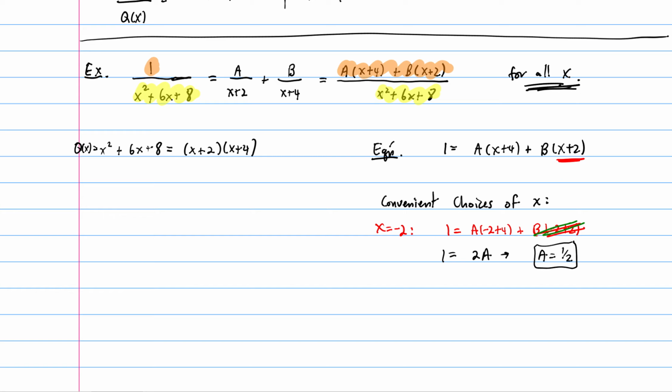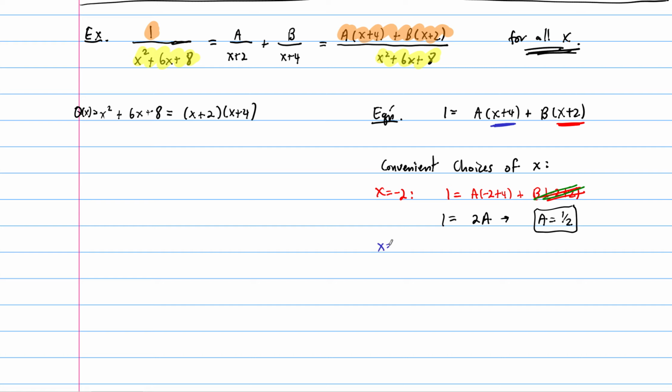We can do the same thing by isolating b, by choosing x equal to -4. If x is equal to -4, then this equation says that 1 is equal to a times -4 plus 4. We know what a is, but it doesn't matter because that's going to be 0. Plus b times -4 plus 2. Again, that term's gone. This one is going to be -2b. So we get 1 equals -2b, and that tells us that b is equal to -1/2.